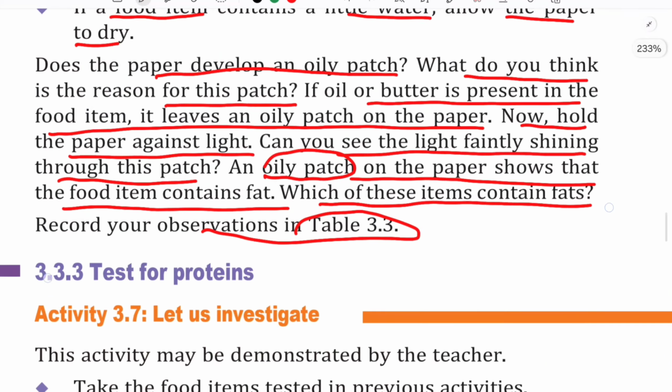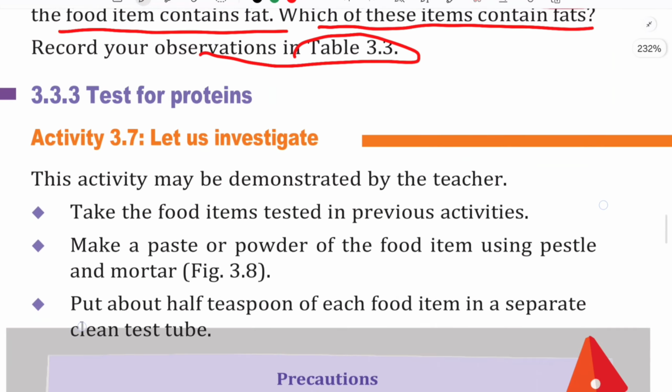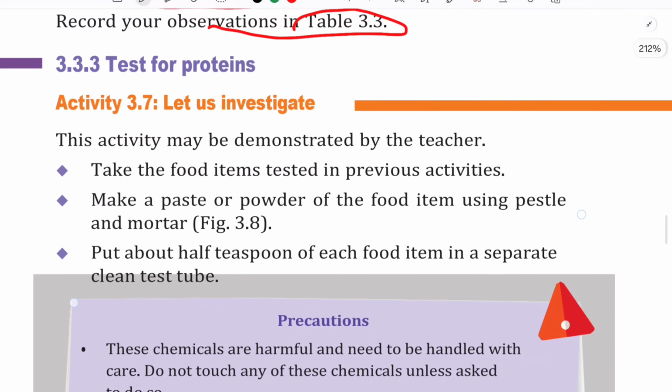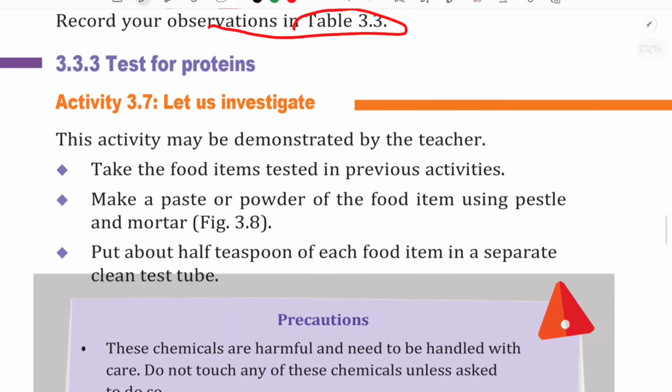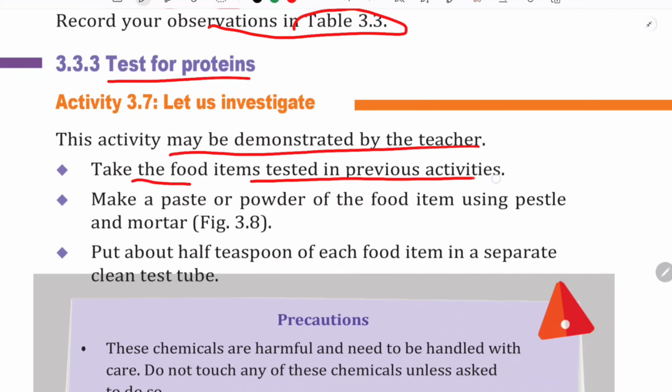So now the test of protein. This one you have to be a little careful, as well as you need to take some precautions, and this should be done only under the guidance of a teacher, because here you are going to use some chemicals also. So now let us see the test for proteins. This activity may be demonstrated by the teacher. So take the food items tested in previous activities, those food items which are already available over there.